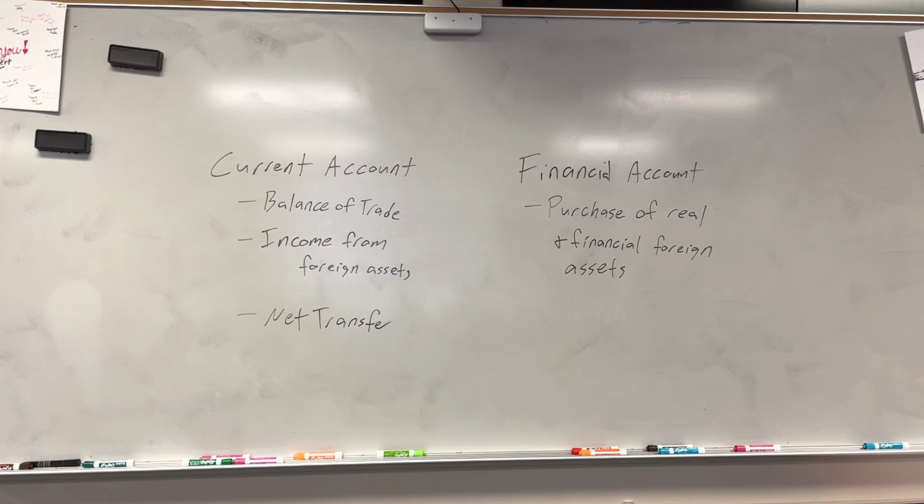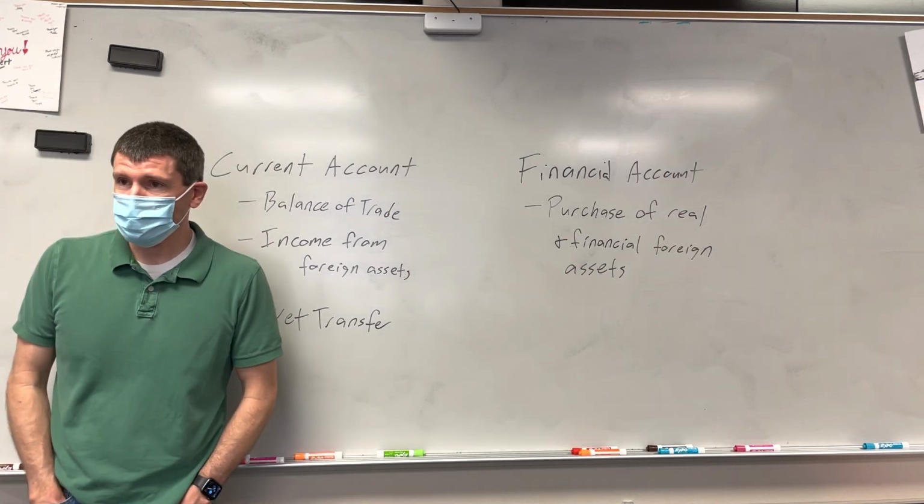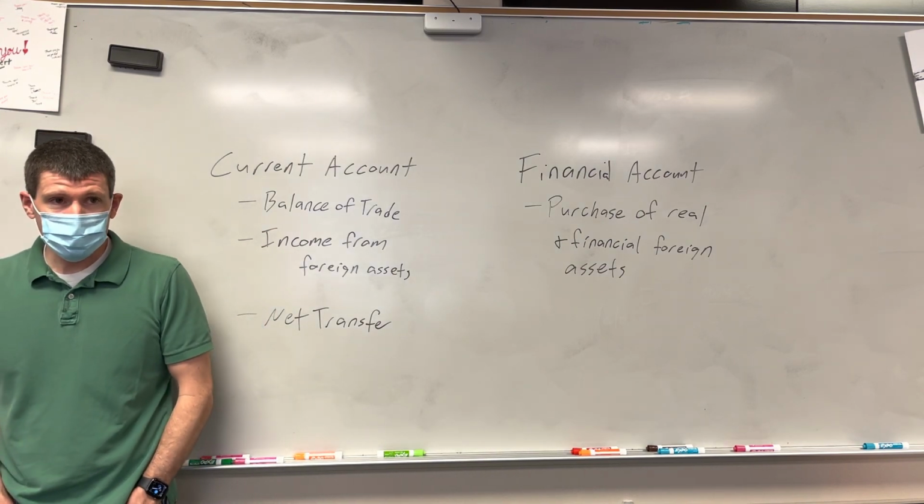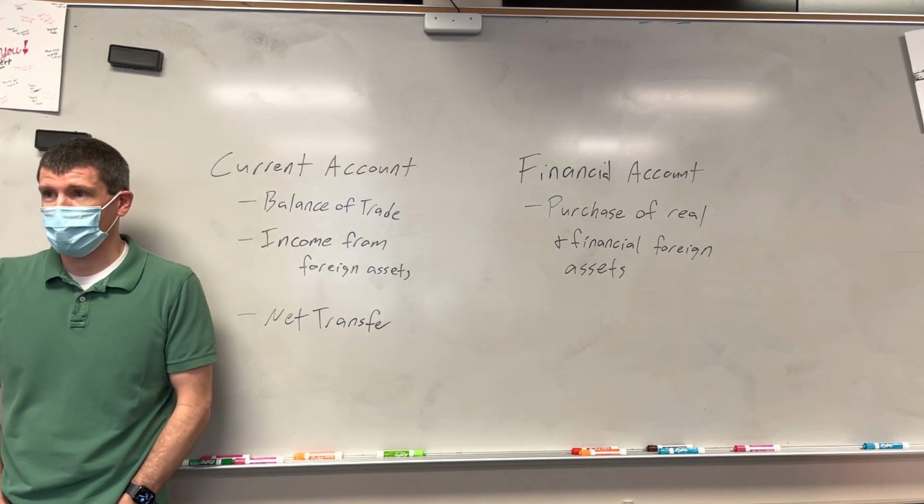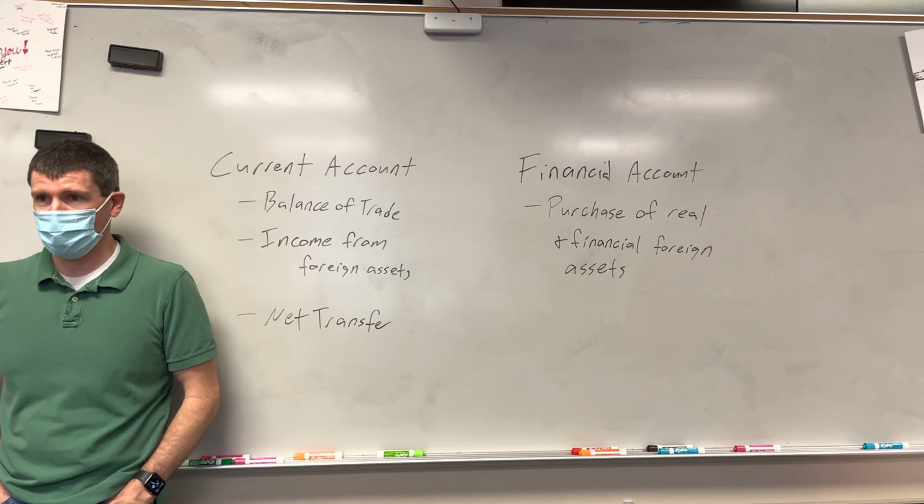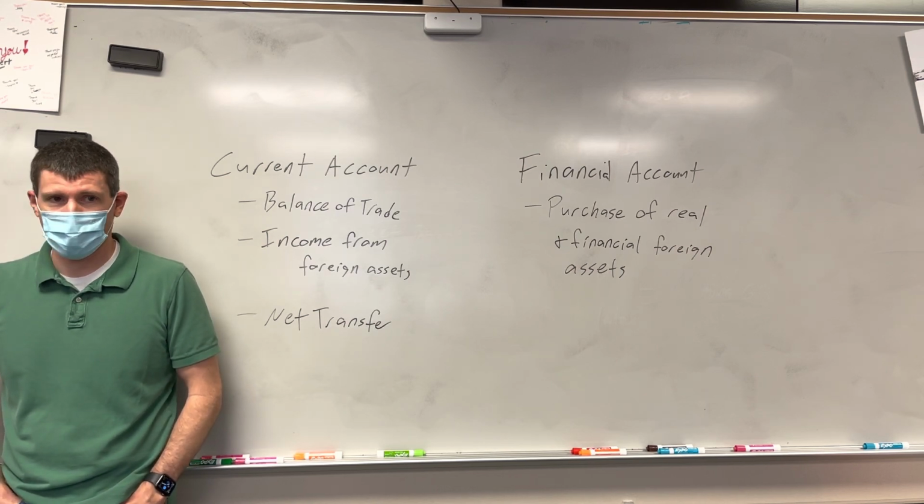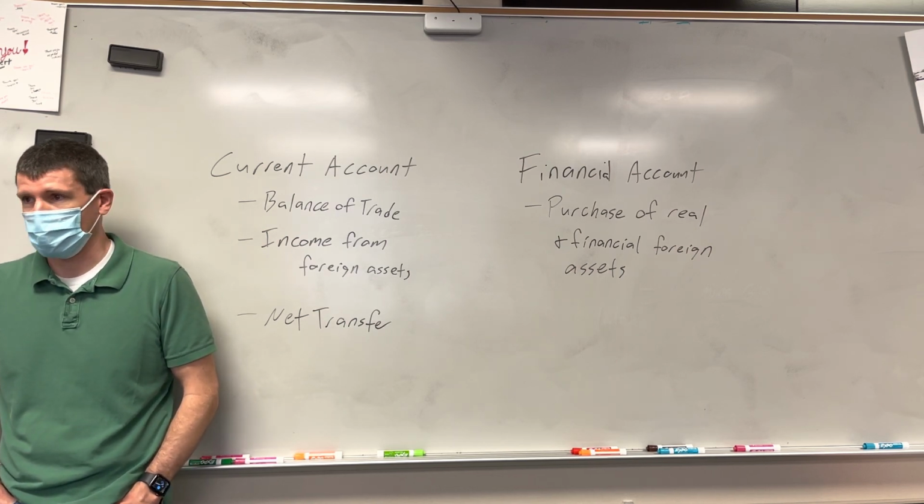Okay? And when I mean real assets, I mean like real estate. So if I buy that factory somewhere else, then that would be under the financial account. Debit for the US, credit for that other country. So if I buy houses or I buy that Airbnb, all that would be under the financial account. When I get income from those, that is under the current account.